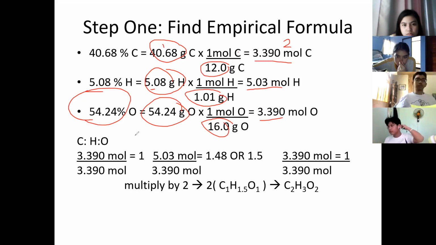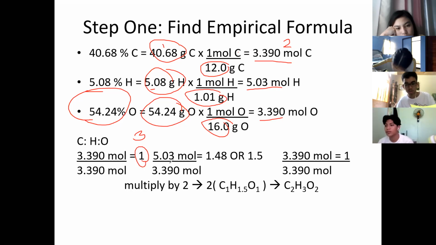Let's try step number 3. Step number 3, divide by small. The smallest molar value there is 3.39, so every value here will be divided by 3.39. 3.39 divided by 3.39 is 1.